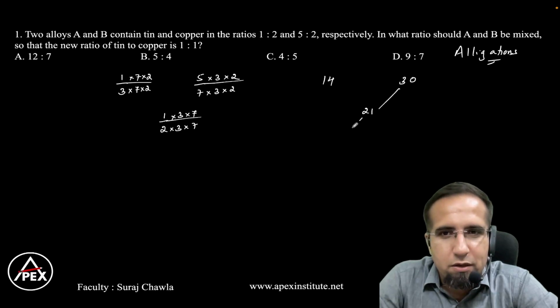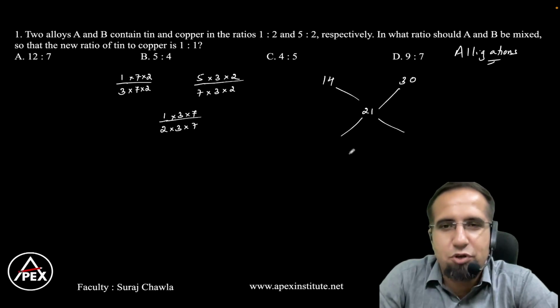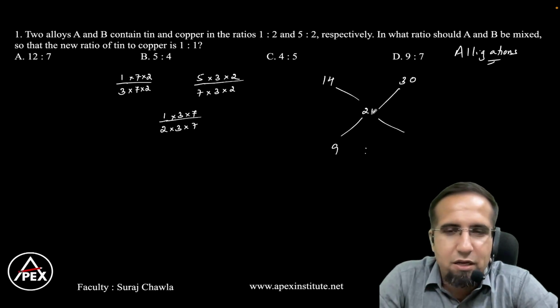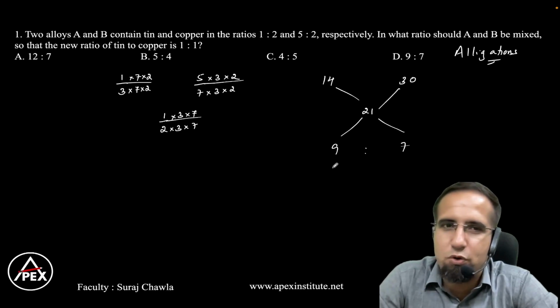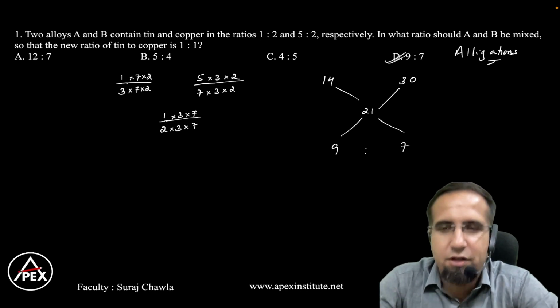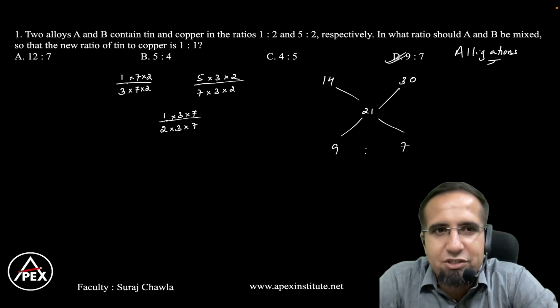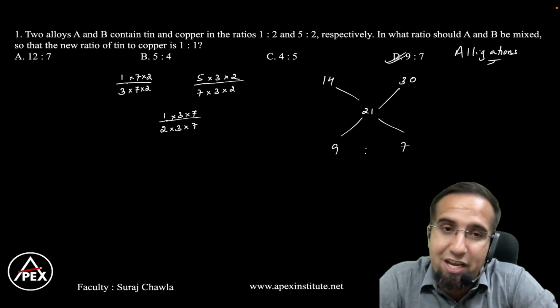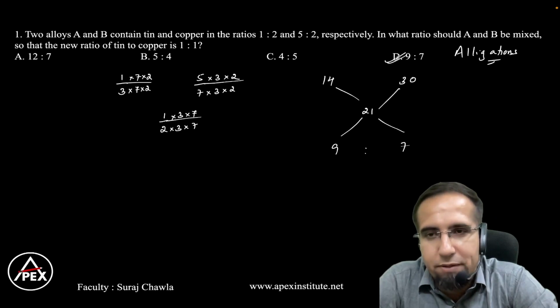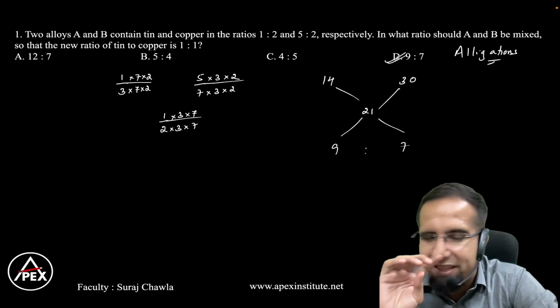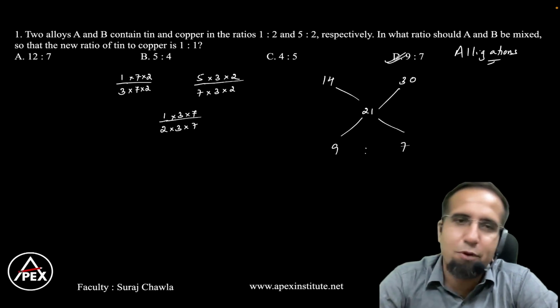So when I alligate them, this becomes 30 minus 21, that is equal to 9, and 21 minus 14 is equal to 7, which means they should be mixed in the ratio of 9:7 to make sure that the new ratio of tin and copper is 1:1. Right, so these are small things that we need to keep in mind. Because what do I do here?